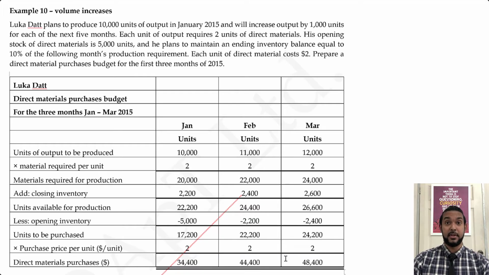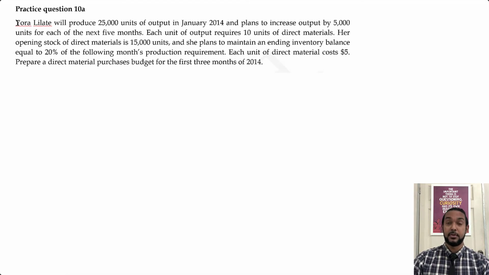So now, time for a question for you to try. So let's take a read. It says You're a Little Late will produce 25,000 units of output in January 2014 and plans to increase output by 5,000 units for each of the next 5 months. Each unit of output requires 10 units of direct materials. Her opening stock of materials is 15,000 units and she plans to maintain an ending inventory balance equal to 20% of the following month's production requirement. Each unit of direct material costs $5 and they want a materials purchases budget.